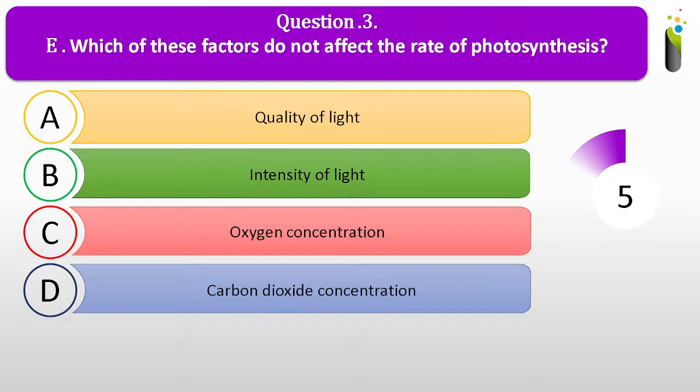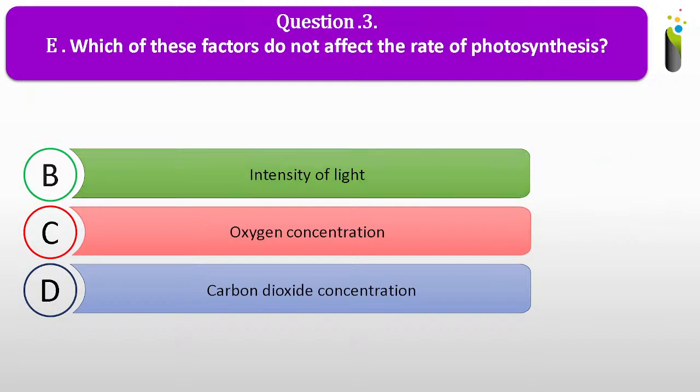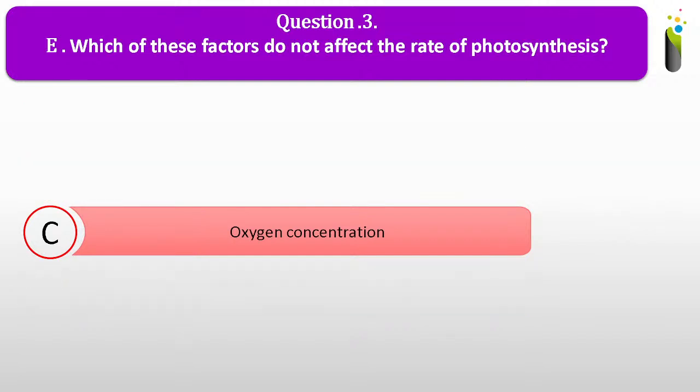And the correct answer for this question is C. Oxygen concentration. Oxygen concentration does not affect the rate of photosynthesis.